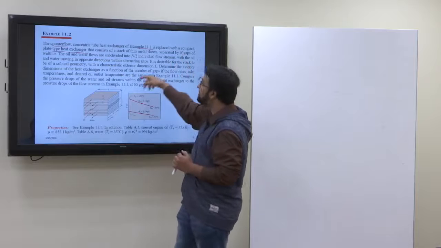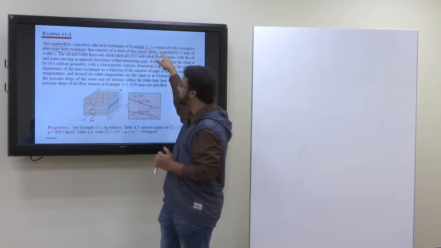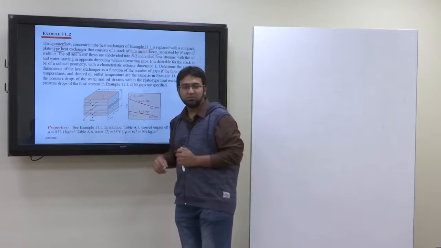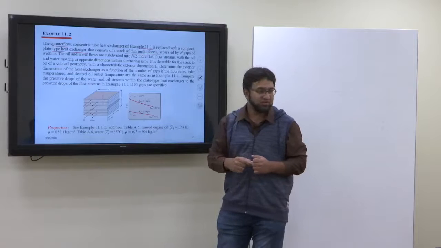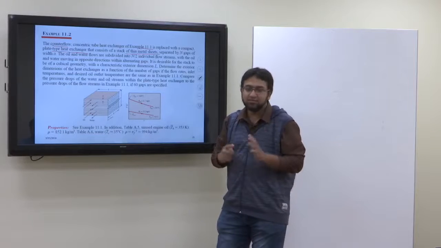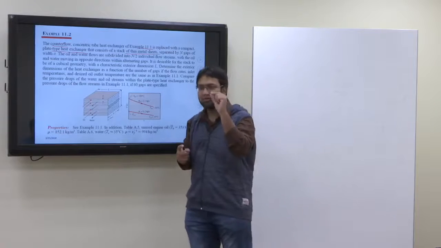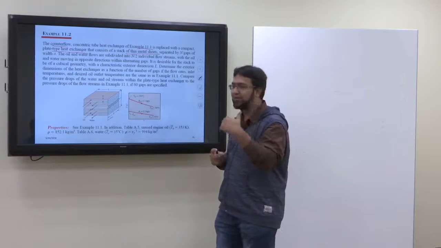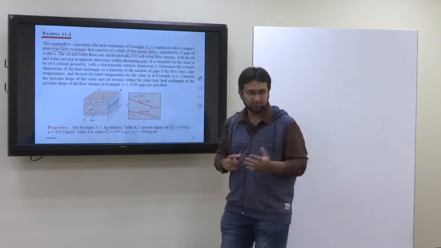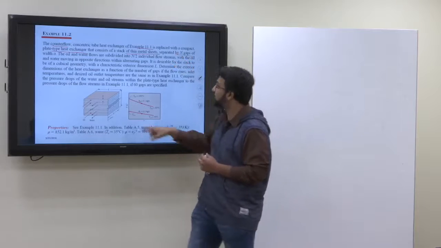The exchanger is replaced with a compact plate type heat exchanger that consists of a stack of thin metal sheets. What kind of metal sheets? Thin. Thin means thickness is not given. The metal sheet thickness is so thin that it's irrelevant. It's not going to provide any conductive resistance. The sheets are separated by n gaps of width A.